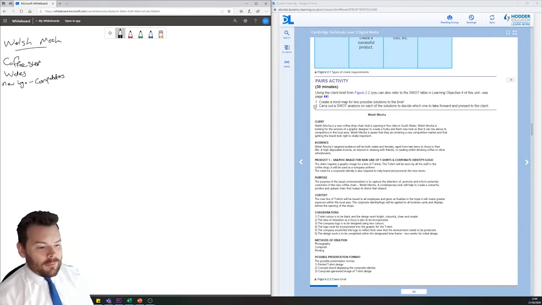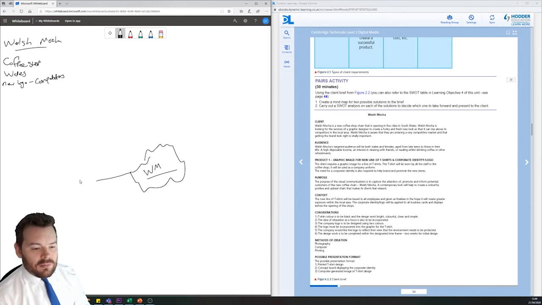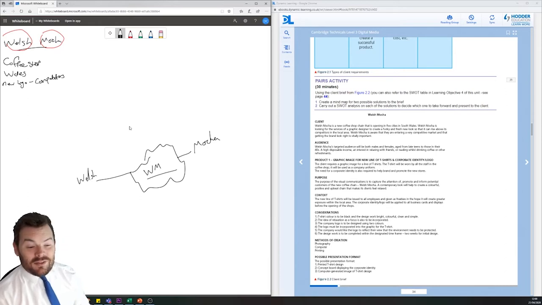Okay. So a mind map of possible solutions to the brief. Well, as soon as I'm doing that, I'm going to be putting Welsh Mocha in my middle, and I'm going to start thinking about some of the ideas that I get whenever I think about this. So I'm actually going to base my two ideas. I think I'm going to start with the two words. So I'm going to focus either on the Welsh section of its name or its Mocha section. I'm going to think about what each of those brings to mind. And I'm going to equally see if there's any sort of combination between the pair of them.